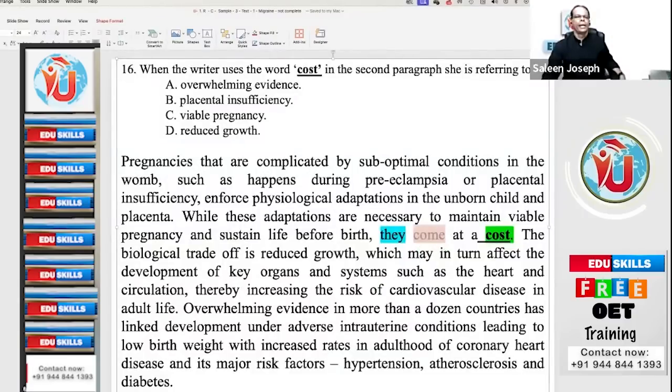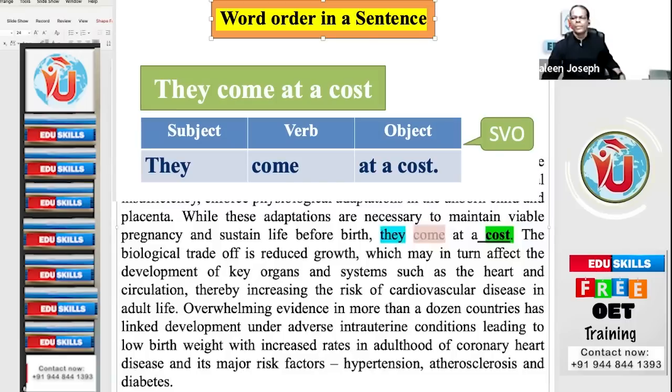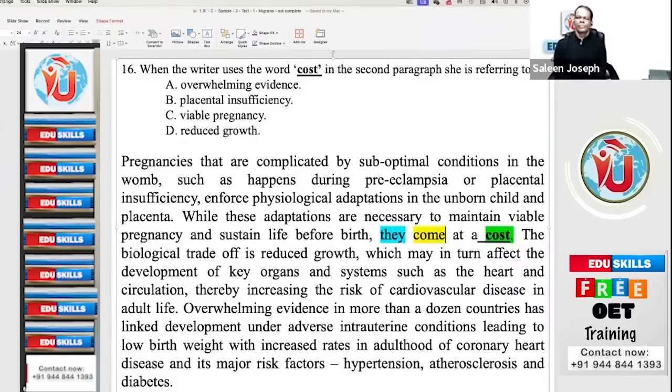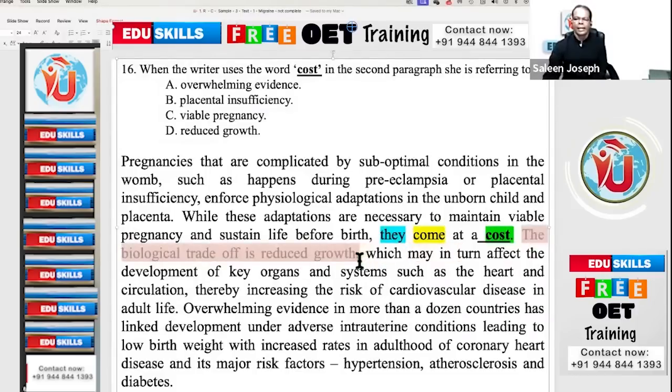Come is the verb. And at a cost is? Adjectives. Object. Okay, subject, verb, object. Cost is object. So as per our principle, where will be the answer? Next to the highlighted word. Yeah, next to. So let's just highlight the next half of the sentence, maybe immediately after this, and check whether that has got similarity with any of the options.